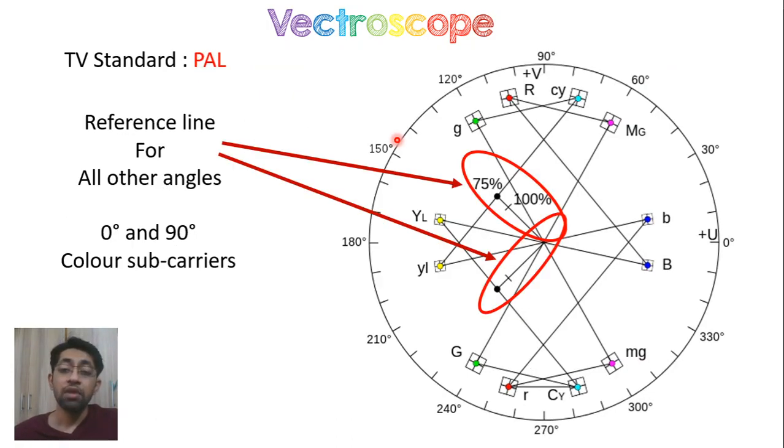Now these lines are there on the display of the vectorscope. What are these lines? These two lines are nothing but the reference lines for plotting the other angles. All these angles, the squares, are plotted with respect to this reference line. Like in a CRO we have some reference line or ground line with respect to which we measure the amplitude, similarly all these phases are plotted with respect to this reference line, and these reference lines are nothing but the 0 and 90 degree color subcarrier. You can see that these two lines are 90 degrees apart, so these are the reference lines, with respect to which all other angles are plotted.